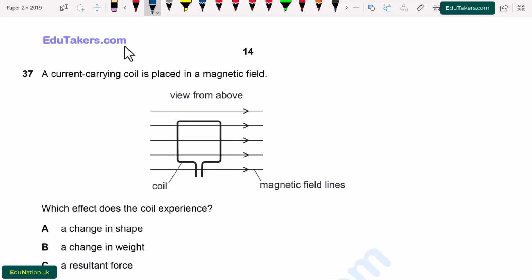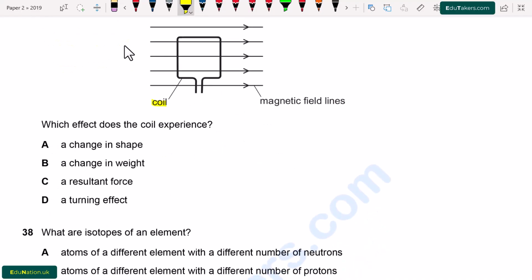Question number 36. A current carrying coil is placed in a magnetic field. So there is the coil which is placed in the magnetic field and the current is passing through this coil. Which effect does the coil experience? A, change in shape. B, change in weight. C, resultant force. D, turning effect.